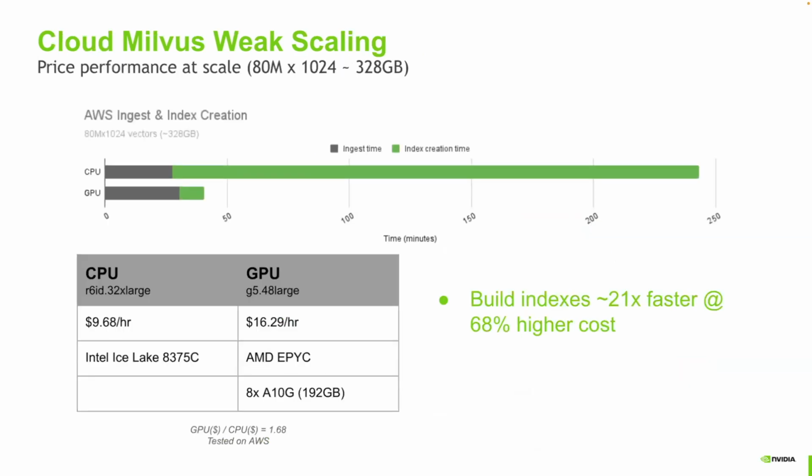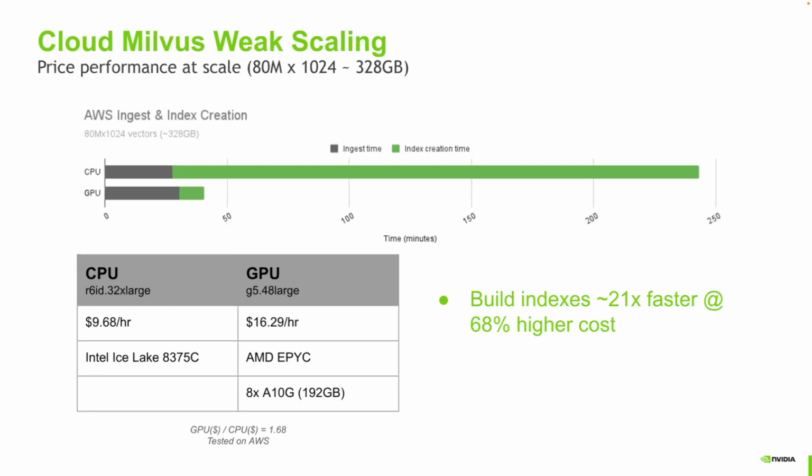We did some weak scaling also on AWS to show that we could. This is using Milvus, and you see this index creation time. I ingested a bunch of vectors into Milvus without an index. I ingested all of my vectors, and it took this long to get all the vectors in there. It's 80 billion vectors by 1024. Then I said, now create an index, and we measured the amount of time that it took. So on the CPU, this is the amount of time that it took. On the GPU, this is the amount of time.